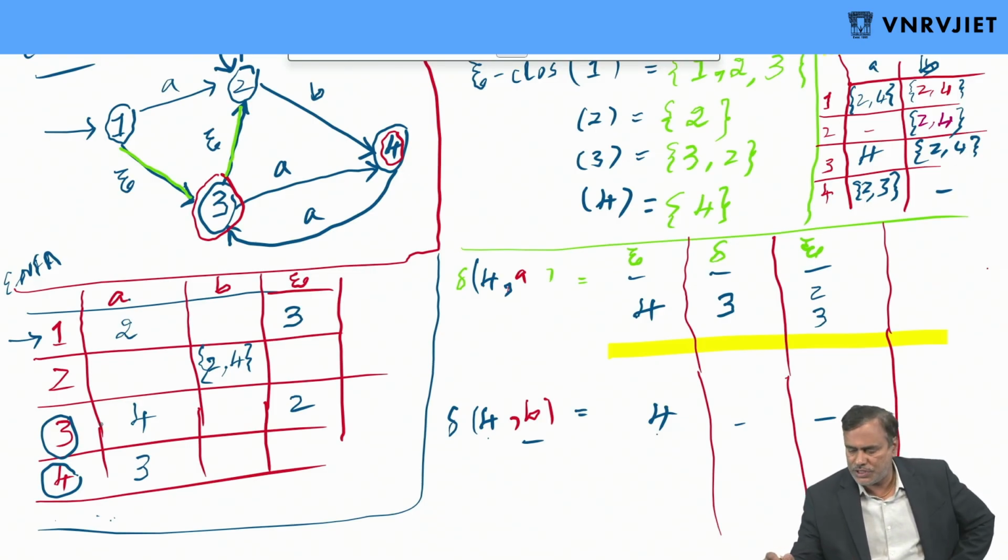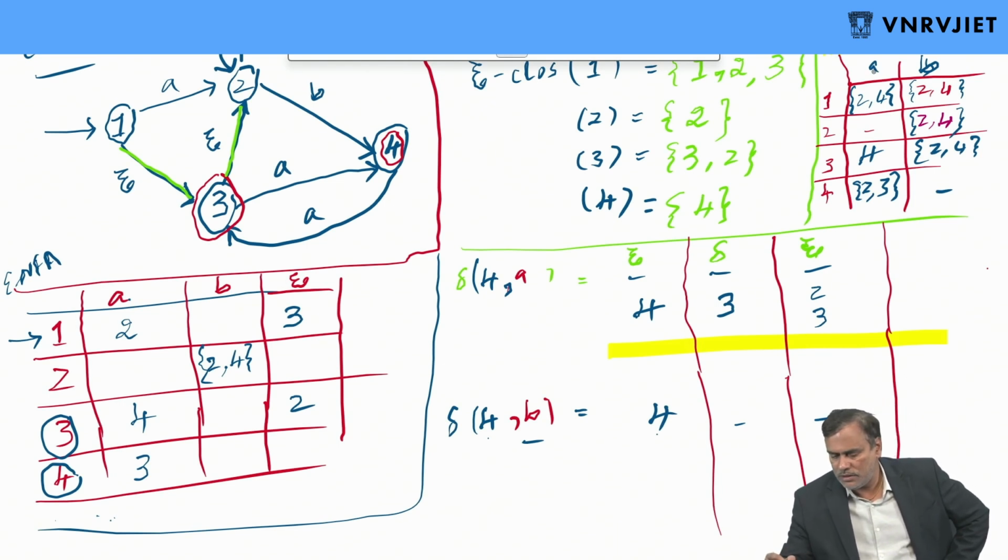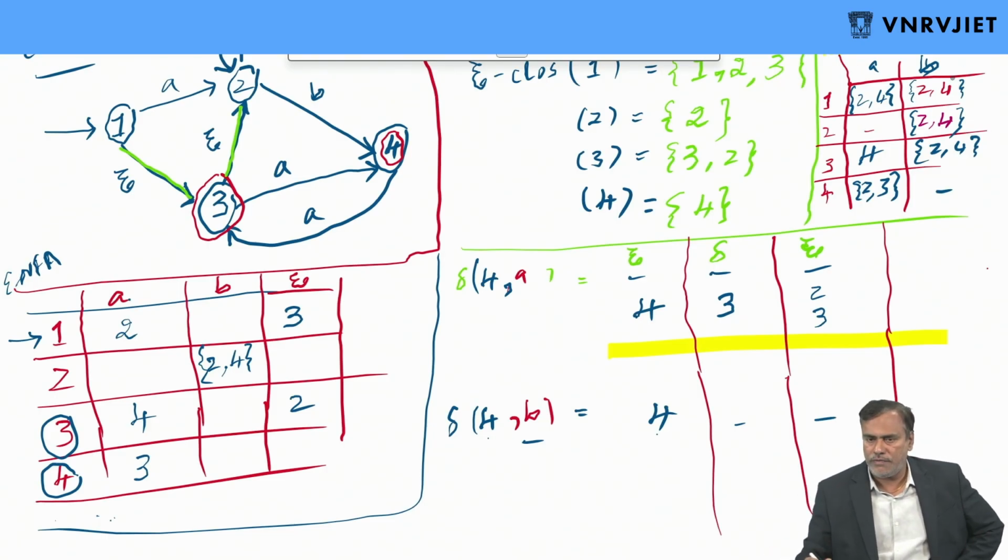NFA will not have transitions on epsilon. You have done your job. Now, I have done my job. If you want to get a transition diagram from this table, and if you want to check some strings, you can check out. It is up to you.